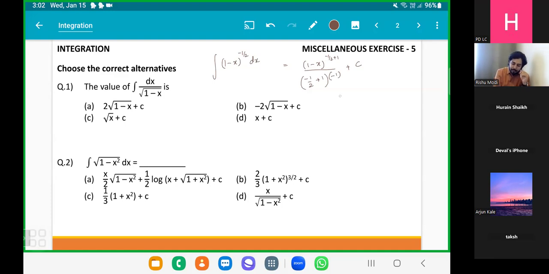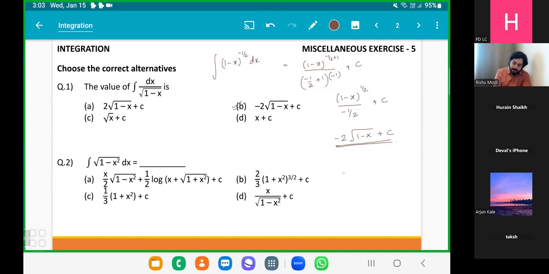We simplify this sum, we will get 1 minus x raised to half upon minus half plus c, and that will become minus 2 root 1 minus x plus c, which is nothing but option A. So the answer for the first one goes as option A, 2 root 1 minus x with a negative sign. I'm so sorry, with a negative sign we have, so the answer will change to option B, minus 2 root of 1 minus x plus c.